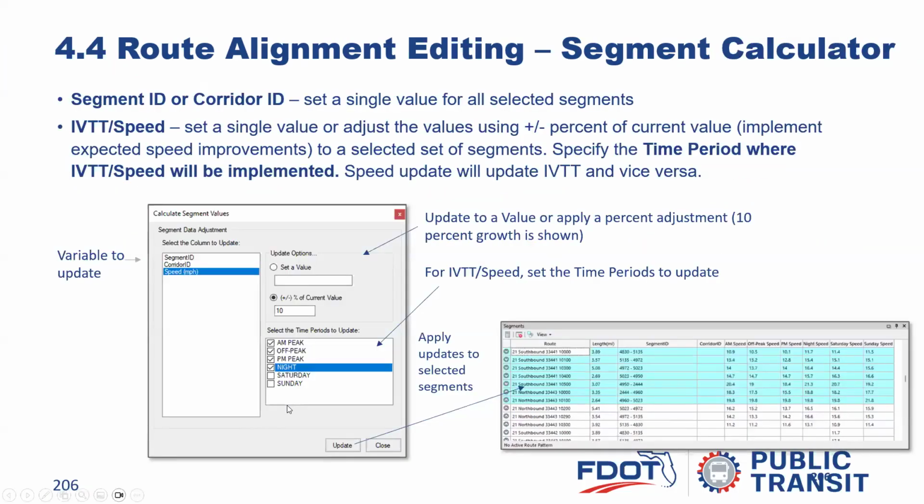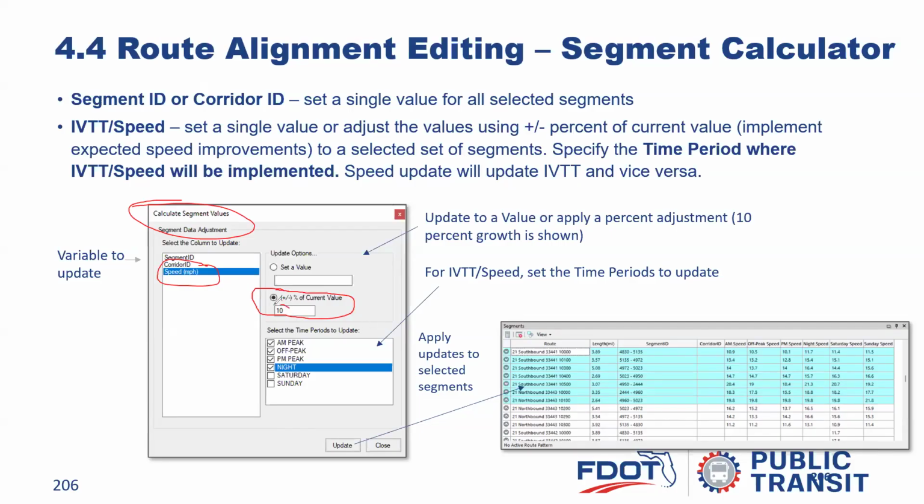All right. So you can also do a segment calculator. Where this is of value is if you have a route that you have existing speeds on and you want to increase or decrease the speeds by a certain percentage of the existing, then you can use this tool that calculates segments to set the speed, and you can say plus or minus a percentage of the current value.